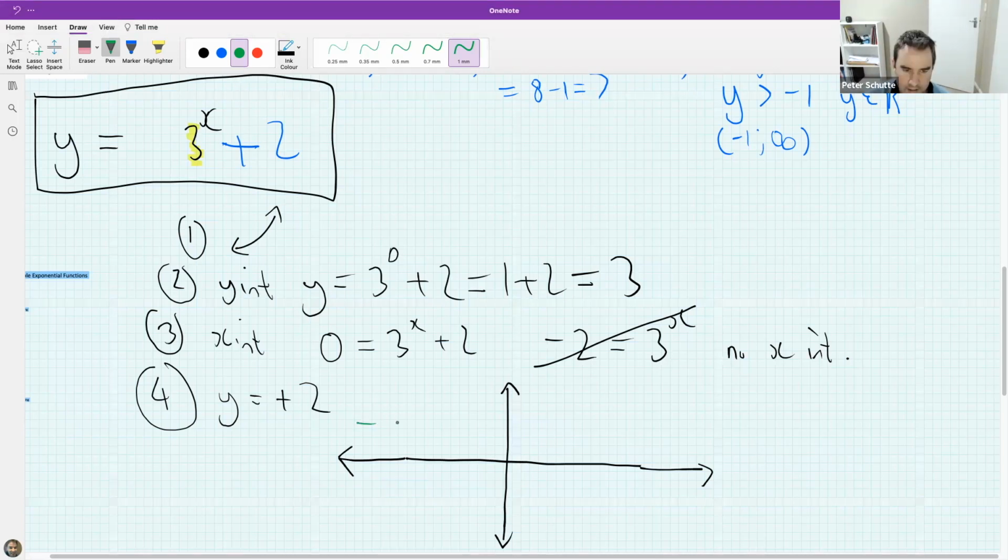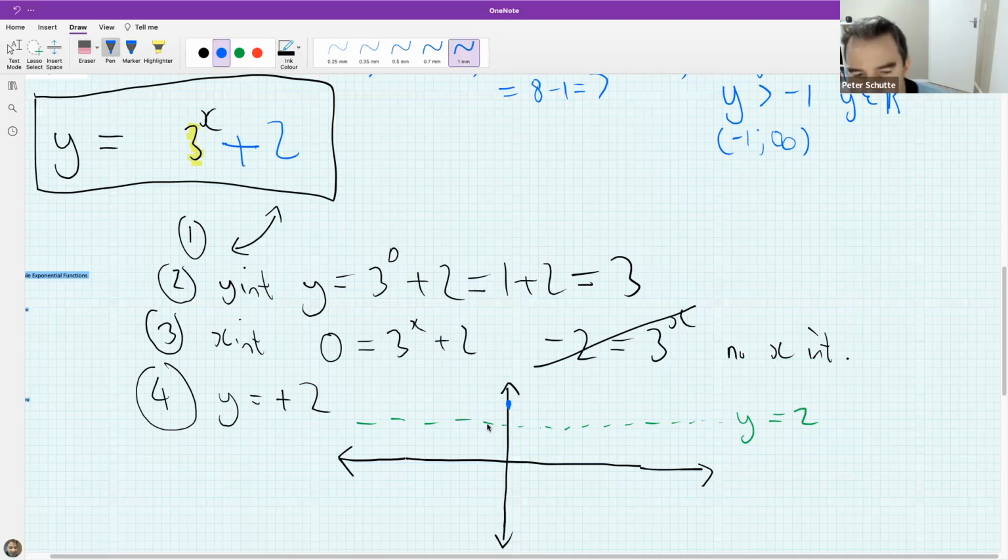So my asymptote is now going to be at y is equal to +2. Notice how the asymptote doesn't go below the x-axis, rather it goes above. Also notice that my y-intercept is above the asymptote, and that's good news. Now, what was my shape? My shape was still increasing. Let me try that again, because I've got to have a bit of curvature.